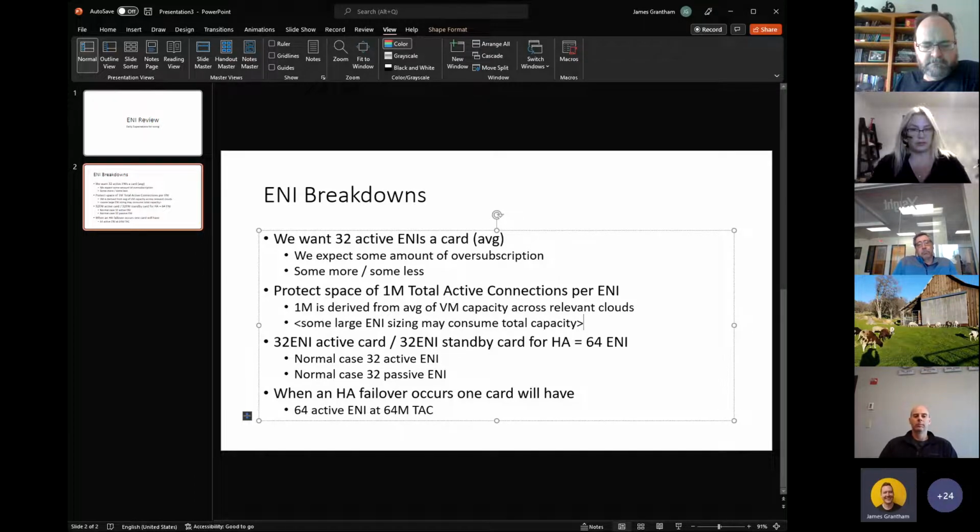However, when you look at the workloads in clouds today, it's not always going to happen like that. If you're sizing realistically to your workloads, you may not have a lot of super giant ENIs. So in general, this is an average, right? You may have a few outliers.